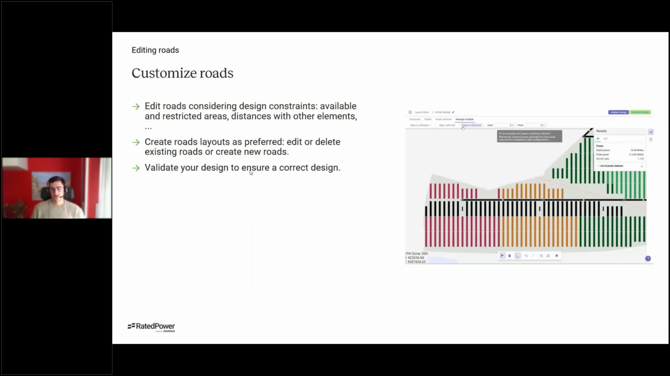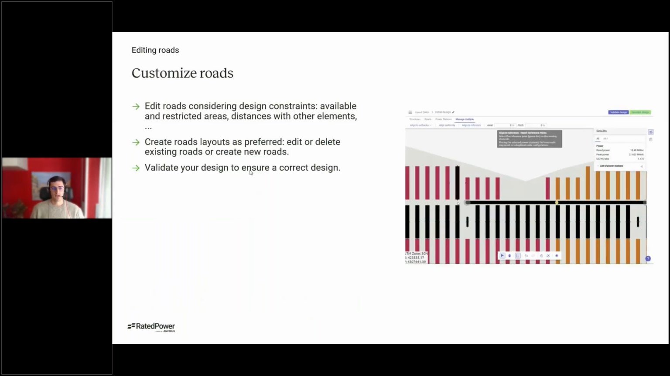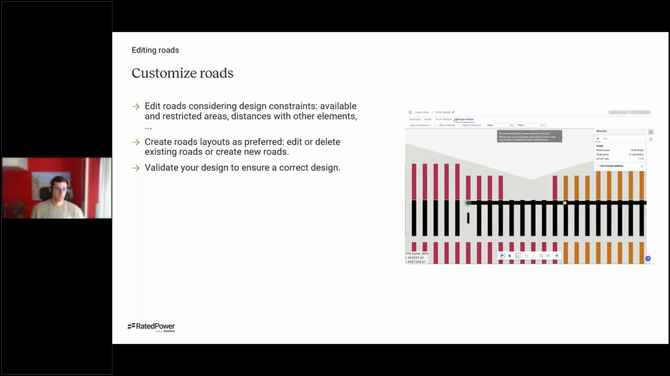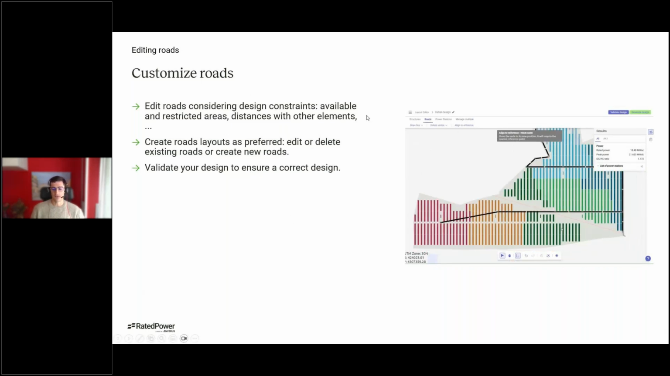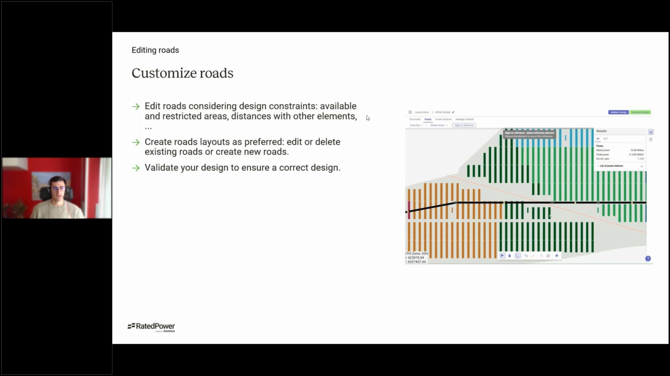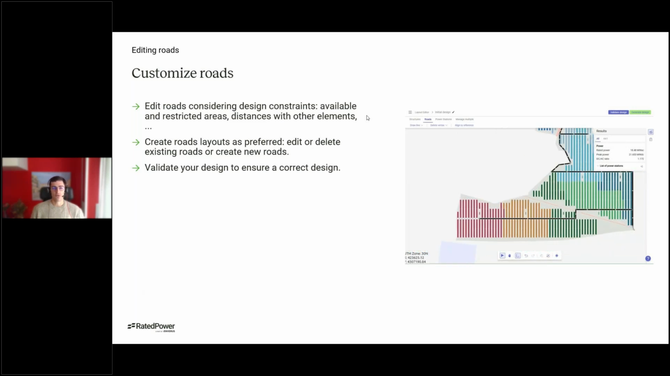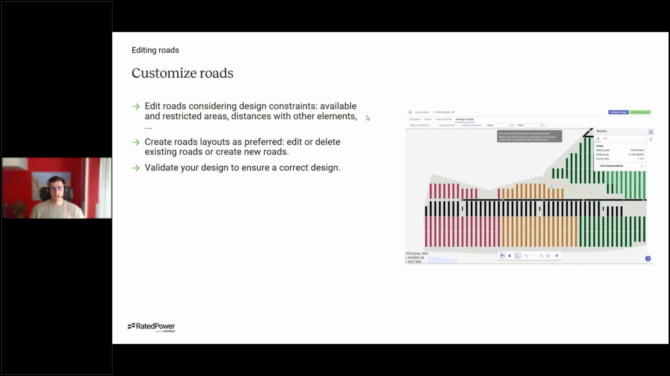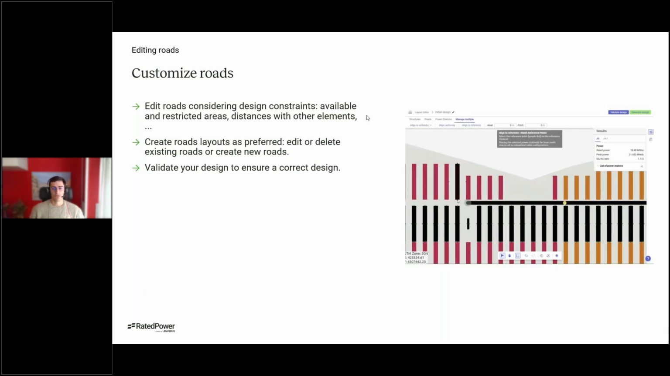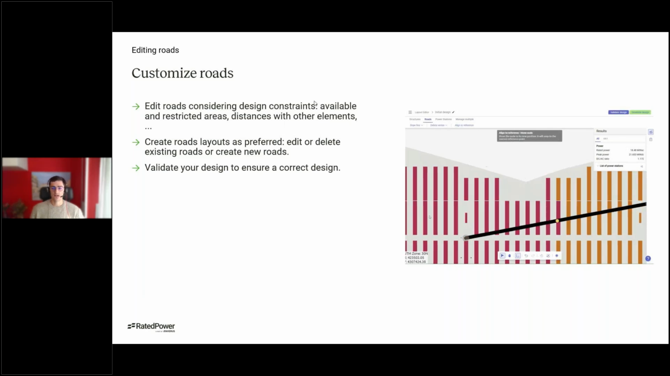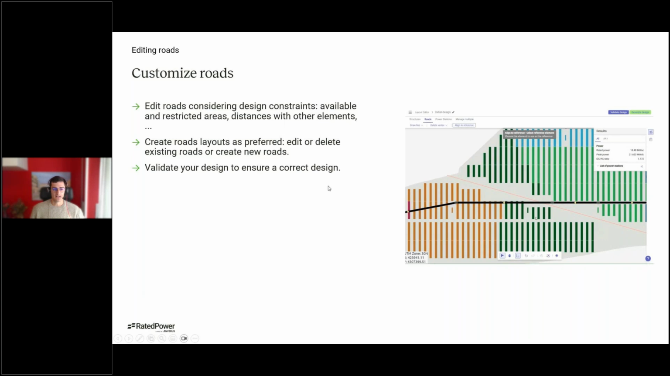As I mentioned, we can also edit the position of roads, and we will see here information which is similar to the one that we observed for structures. We can edit the roads considering design constraints, and we can create the roads as preferred. We can edit or delete existing roads, and we can also create new roads. And at any moment, we will be able to validate the design to ensure that the design is correct.